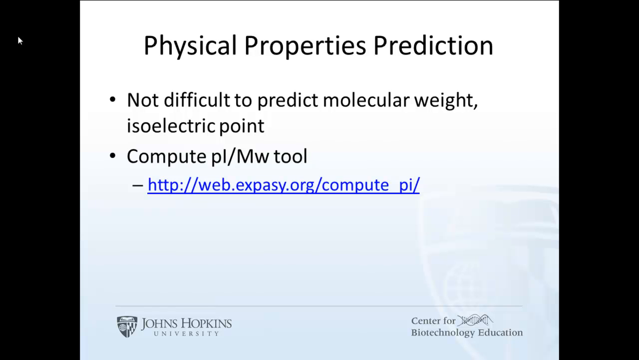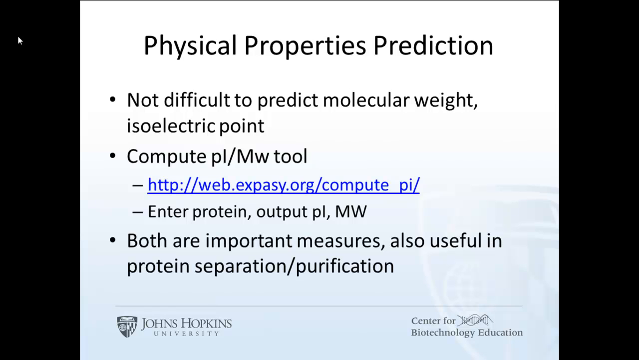There is a tool called the Compute pI/Mw tool, pI for isoelectric point and Mw for molecular weight. You input the sequence, and the output contains both the isoelectric point and molecular weight. I should add that these are important measures. There's a reason to do this. In addition to knowing those important parameters, both measures are useful for developing strategies to separate and purify proteins in the lab.